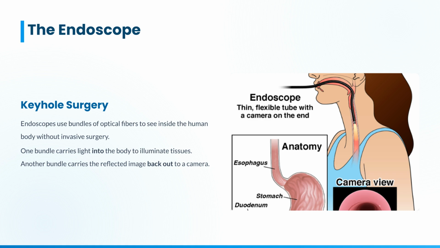These devices use bundles of fibers to see inside the body. One bundle carries light into the body to illuminate tissues, while another carries the reflected image back to a camera.